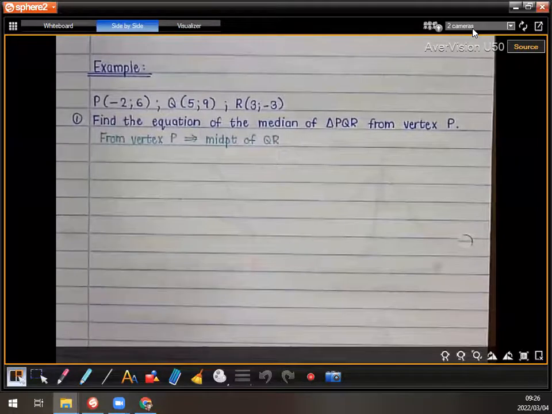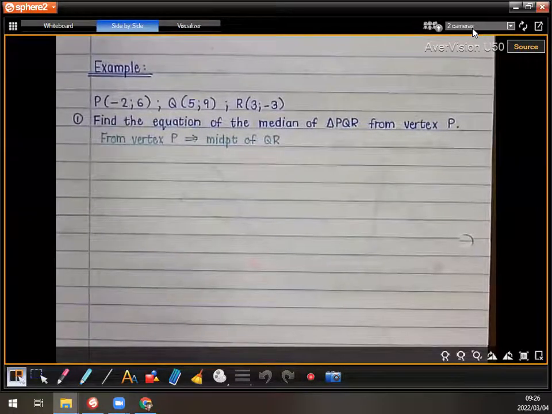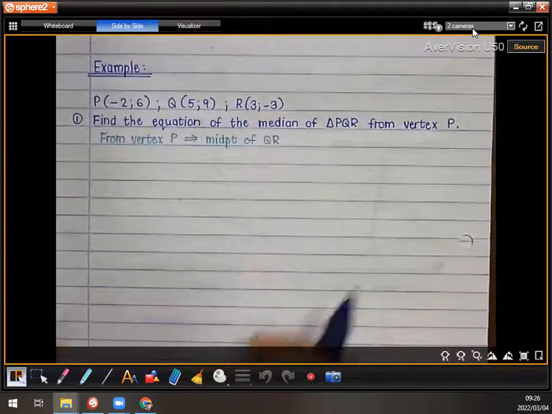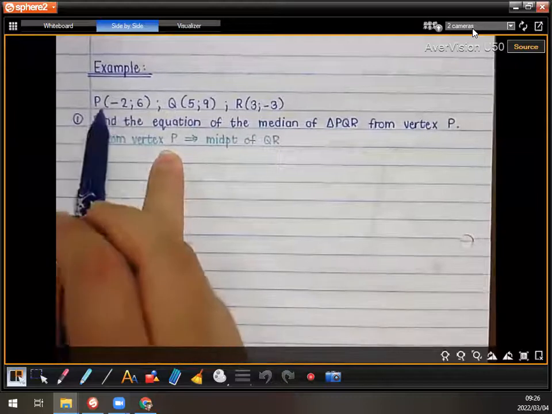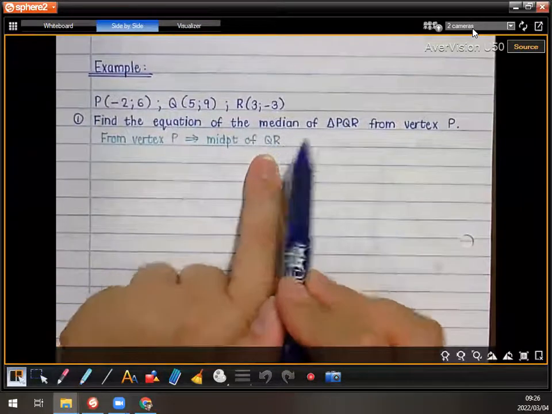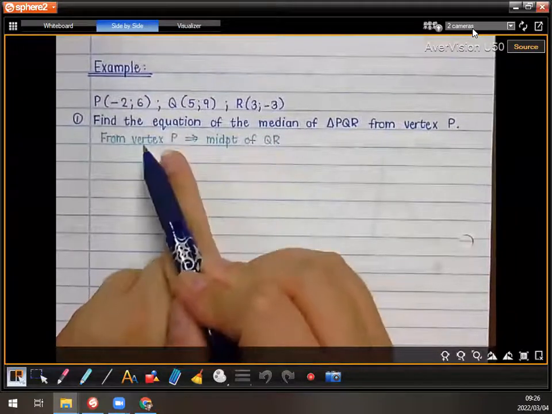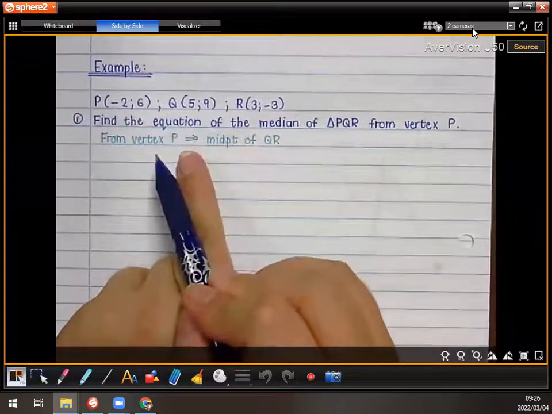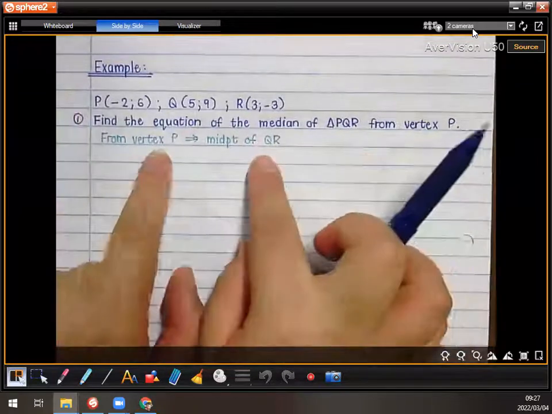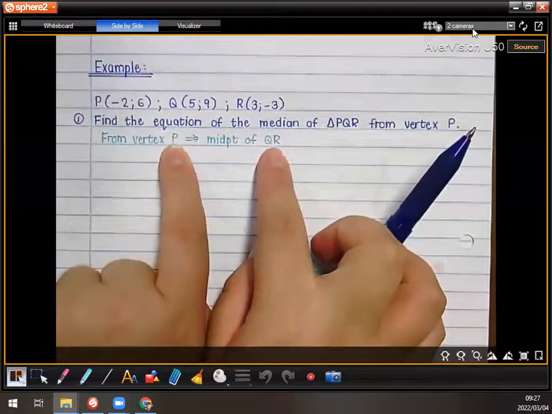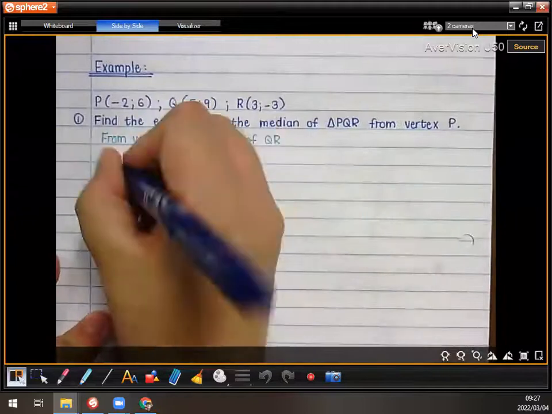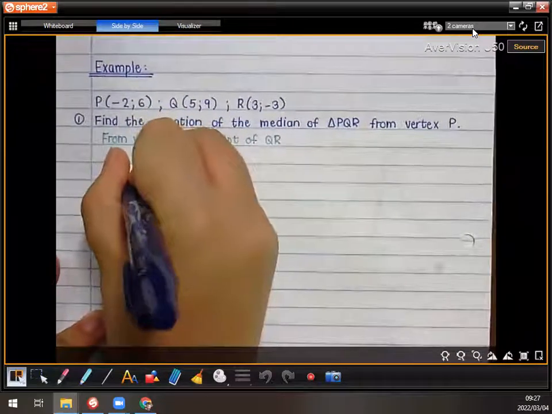So guys, the 2 points that we're going to work with here to find this equation are P, which they gave us, and the midpoint of QR, which we need to calculate. Okay, so that's going to be our first thing. So remember, to find an equation of a straight line, you always need 2 points. These are going to be the 2 points that we're going to work with. All right, so step 1, we're going to find the midpoint of QR.